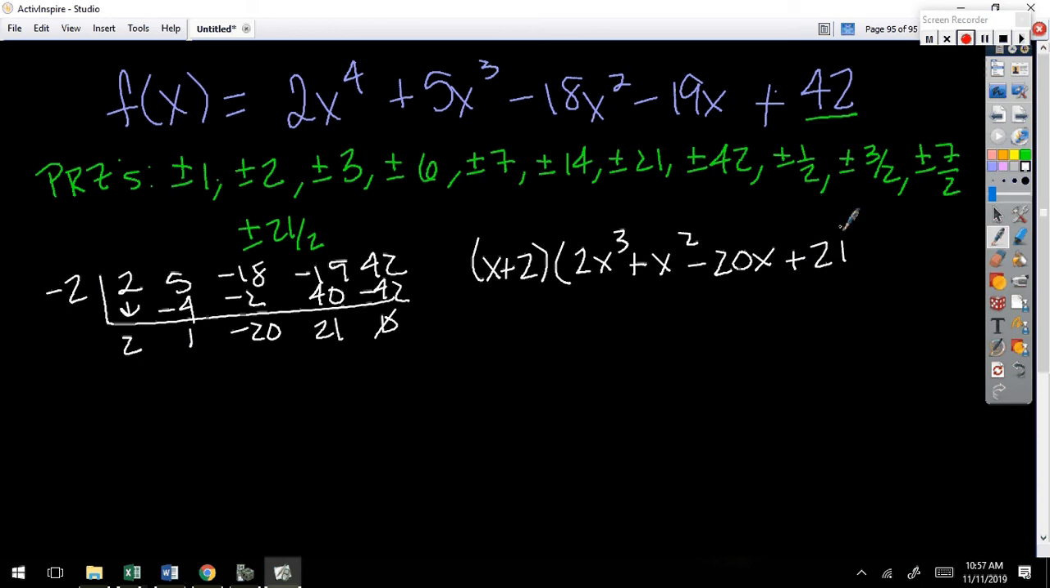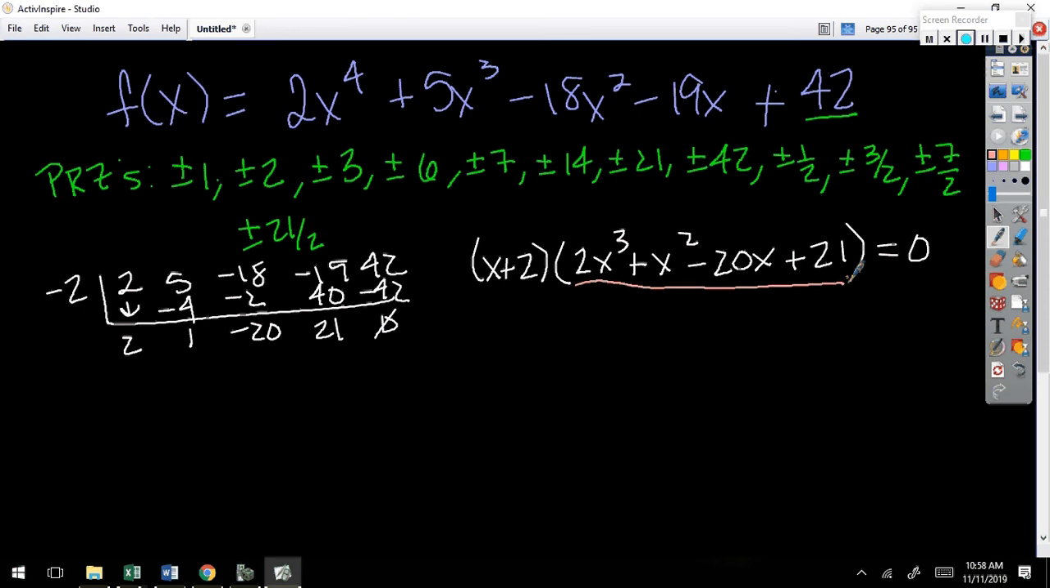I still, remember, I want this to equal 0 and I want to solve. I still can't factor that. Even if I tried to group that, it's not going to work. This is what I like to call a double PRZ. Because now I'm going to look at this one and I'm going to repeat this process again. This is a way to factor the biggest polynomial in the world, if it'll factor.